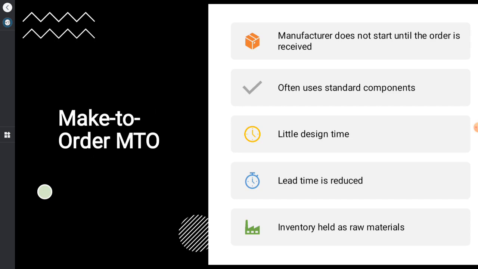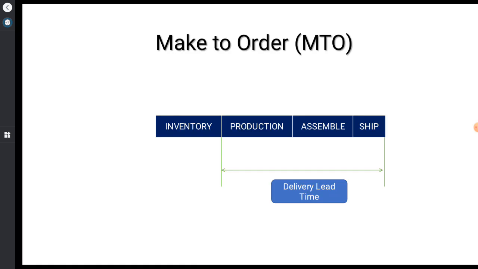I think you will understand it better with some examples, so let's move on to see these examples. For that, here's the delivery time. We don't have the design and the inventory or purchasing anymore. The delivery time here is only for production, assembly, and shipment.